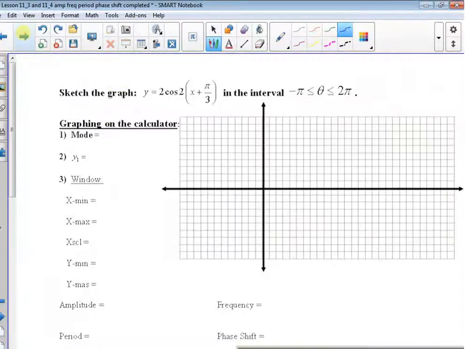Okay, let's go to the next page. So the next page says to do this, sketch the graph of this phase shift.